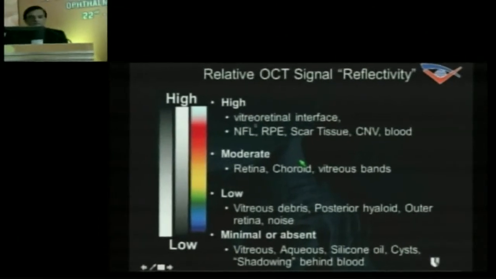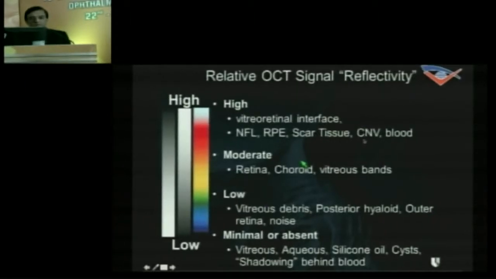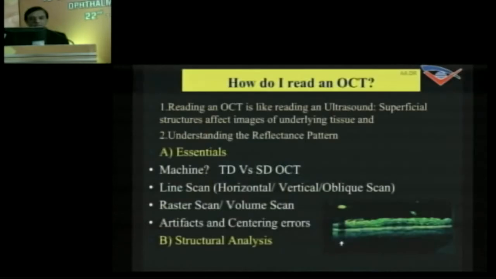Now, the relative OCT signal reflectivity is based upon the character of the tissue. You get high reflectivity on the vitreoretinal interfaces, which I just mentioned, then the nerve fiber layer, the retinal pigment epithelium, the scar tissue, the choroidal neovascular membrane, and blood. Moderate reflectivity is by retina, choroid, and vitreous bands, and you have low reflectivity, which is for vitreous debris, posterior hyaloid, outer retina, and noise, and I'll show you some pictures for this. Minimal or absent reflectivity is by vitreous, aqueous, silicone oil, cyst, and the shadowing which occurs when blood is present, and the shadowing is actually minimal reflectivity.